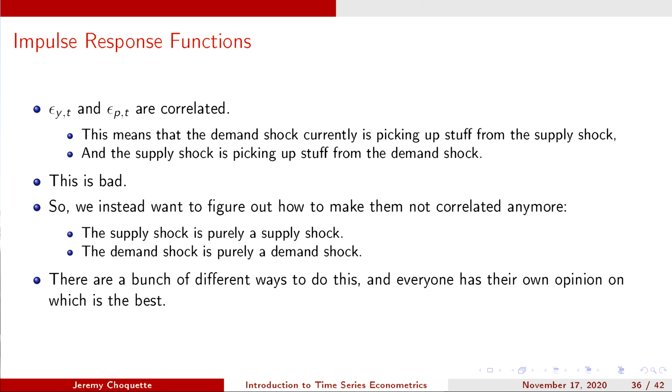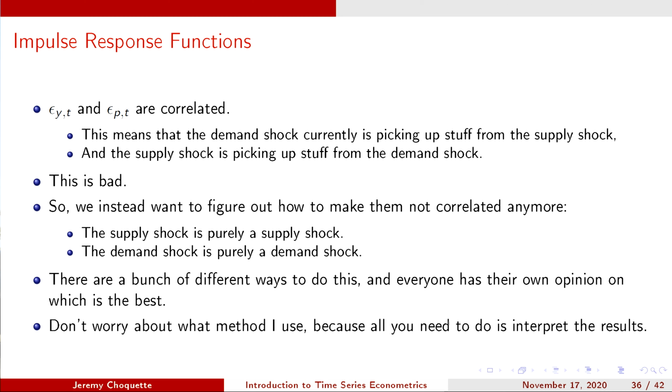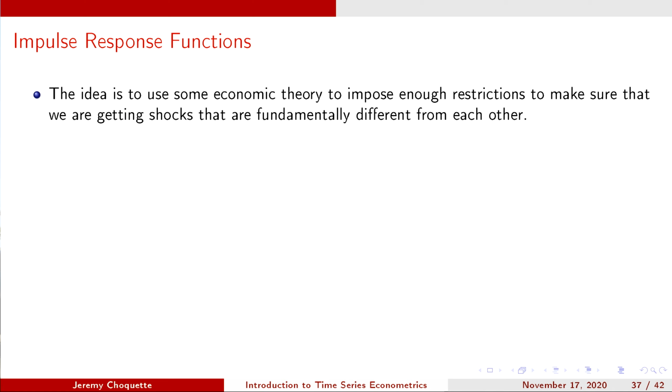Now, there's a bunch of different ways to do this. Everyone has their own thoughts on which one is the best. Don't worry about the method that I use, because all you have to do for any of this stuff is just interpret the results. And the idea is to be able to identify these shocks. So with like the real business cycle model shocks that I talked about, where it's like, can we identify a technology shock from a labor supply shock, right?